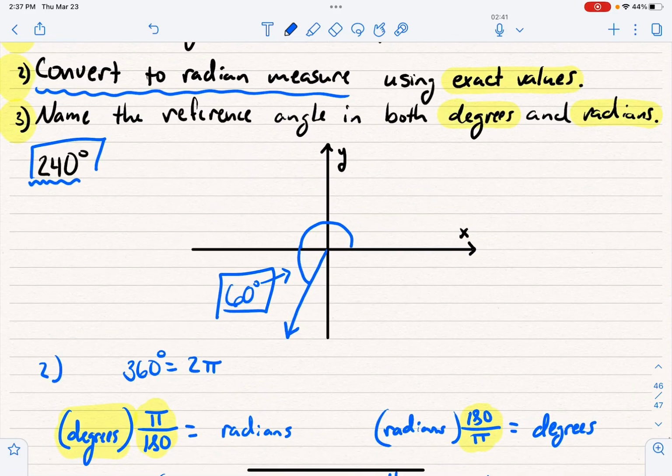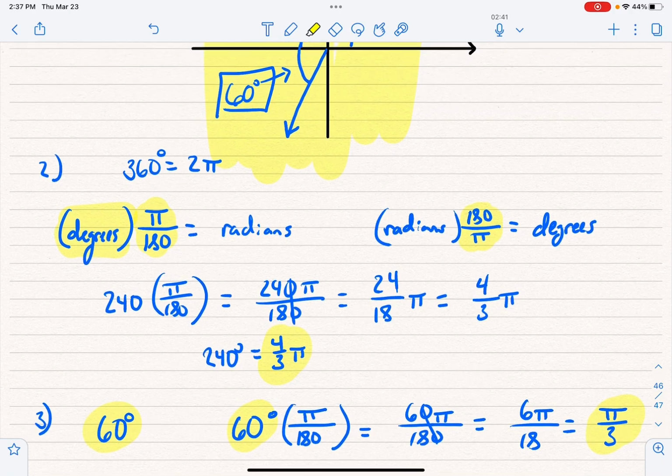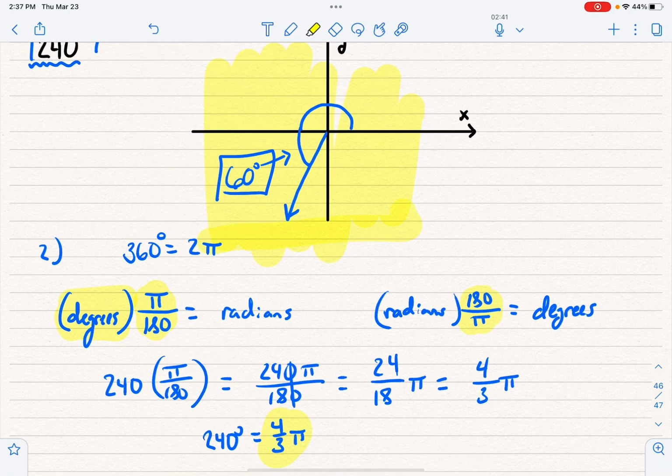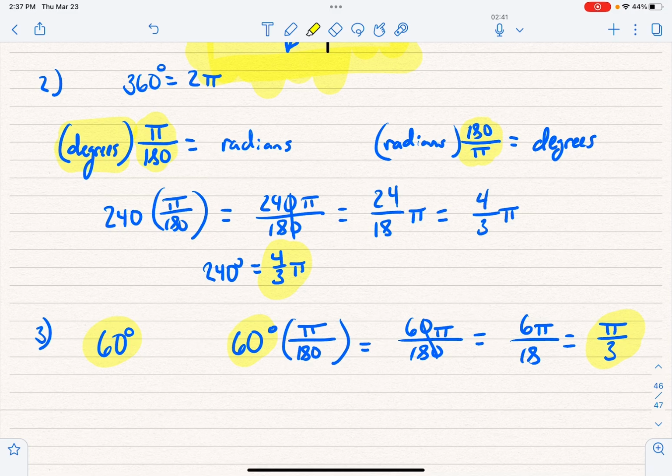You had to graph it in standard position. You had to go ahead and convert it to radians, then find the reference angle and take the reference angle and convert it to radians. So what I know is this is a picture of the angle 240 degrees, which is the same thing as 4 pi over 3. And that 4 pi over 3 has a reference angle of pi over 3. And the angle 240 degrees has a reference angle of 60 degrees.